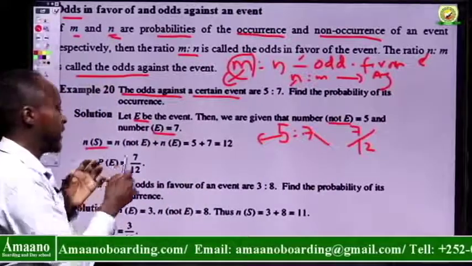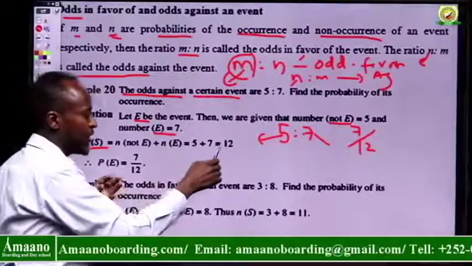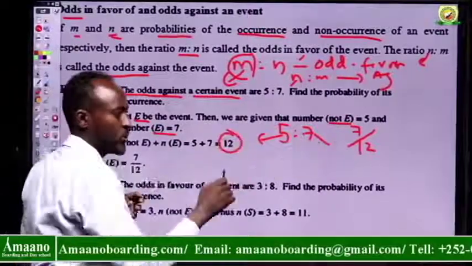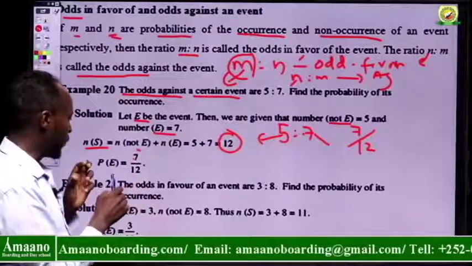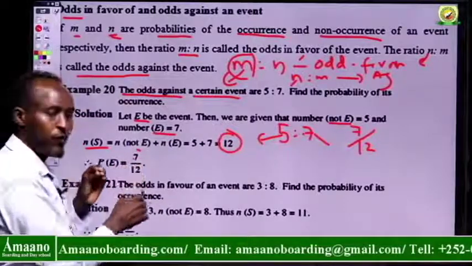Therefore, the sample space is what? If we add 5 and 7, we have the total possible outcomes, which is 12. For E, we have 7, therefore the probability of getting E will be 7 out of 12.